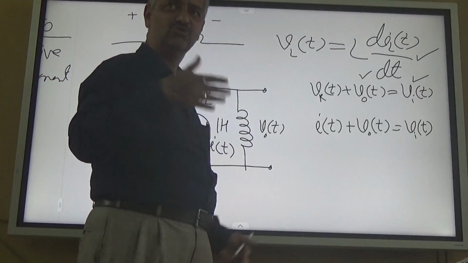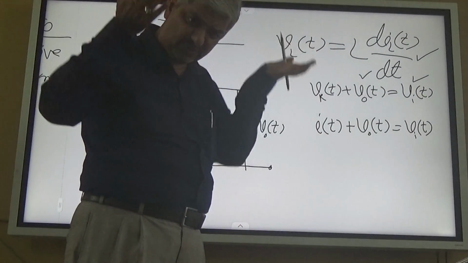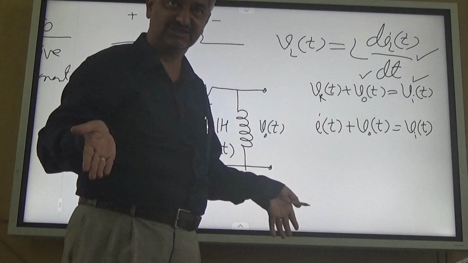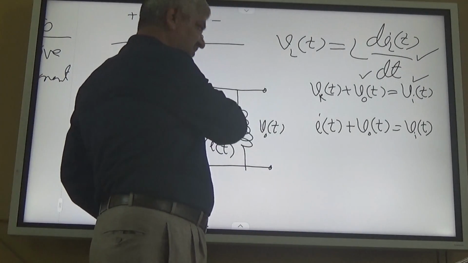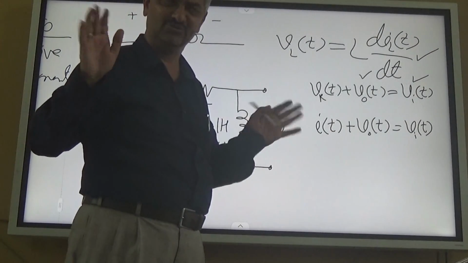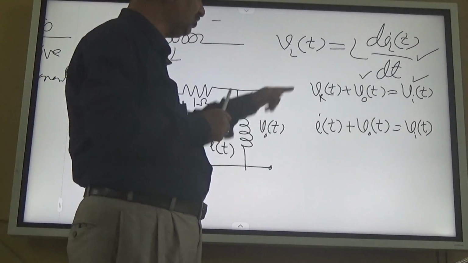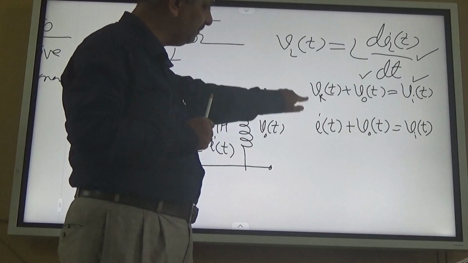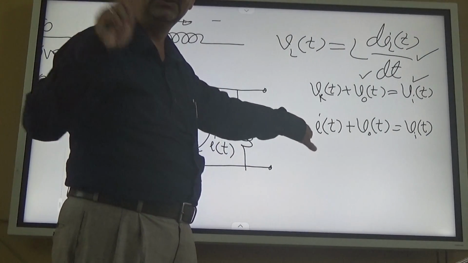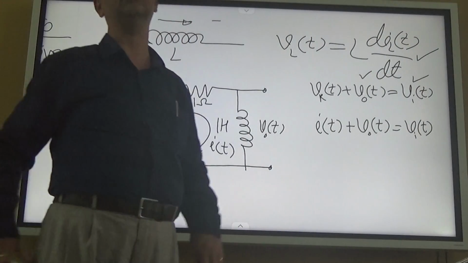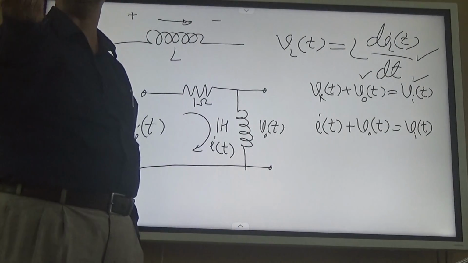Kirchhoff's node law is not a question because there is no node as such. Means what? Since nothing is going out, this current equal to this current is the Kirchhoff node law. So that is not required to be used. Kirchhoff's mesh law we used. To replace VR I used the resistance property. Now I should also use another property. The inductor property. What is the inductor property?